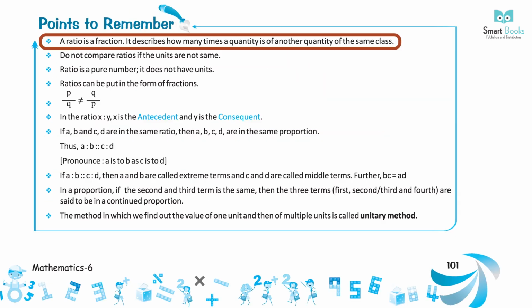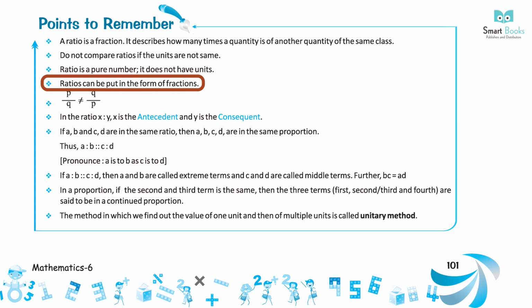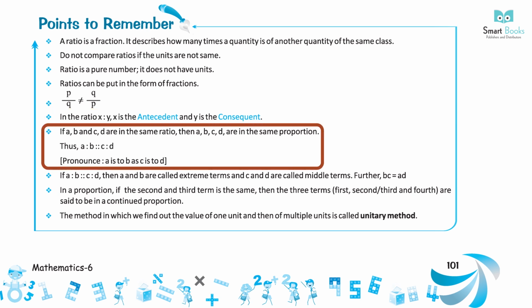Points to remember. A ratio is a fraction. It describes how many times a quantity is of another quantity of the same class. Do not compare ratios if the units are not the same. Ratio is a pure number. It does not have any units. Ratio can be put in the form of fractions. P upon Q is not equal to Q upon P. In the ratio x to y, x is the antecedent and y is the consequent. If A:B and C:D are in the same ratio, then A, B, C, D are in the same proportion.